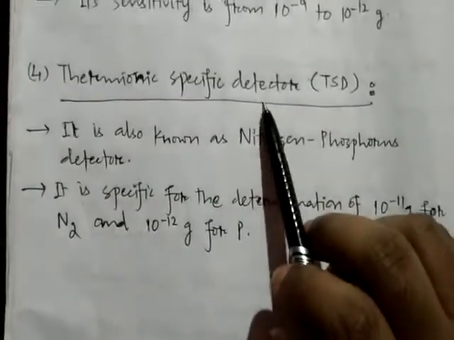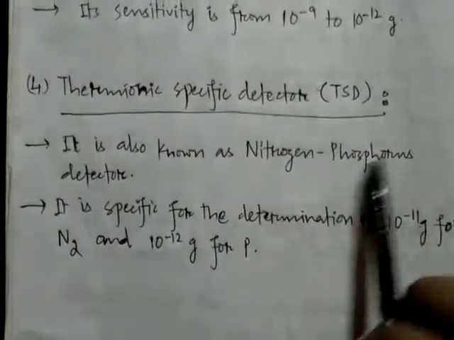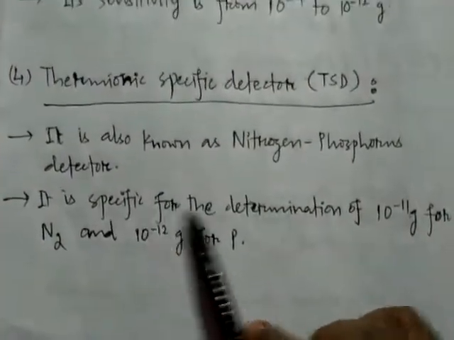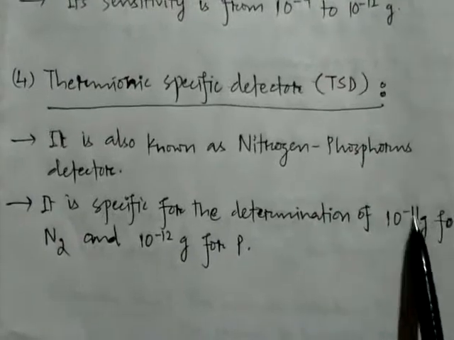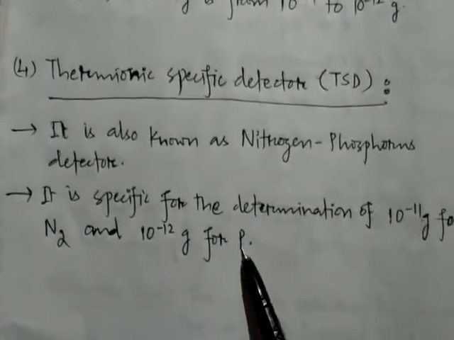The last type is the thermionic specific detector or TSD. It is also known as the nitrogen phosphorus detector. It is specific for the determination of nitrogen and phosphorus, with sensitivity of 10 to the power minus 11 gram for nitrogen and 10 to the power minus 12 gram for phosphorus.